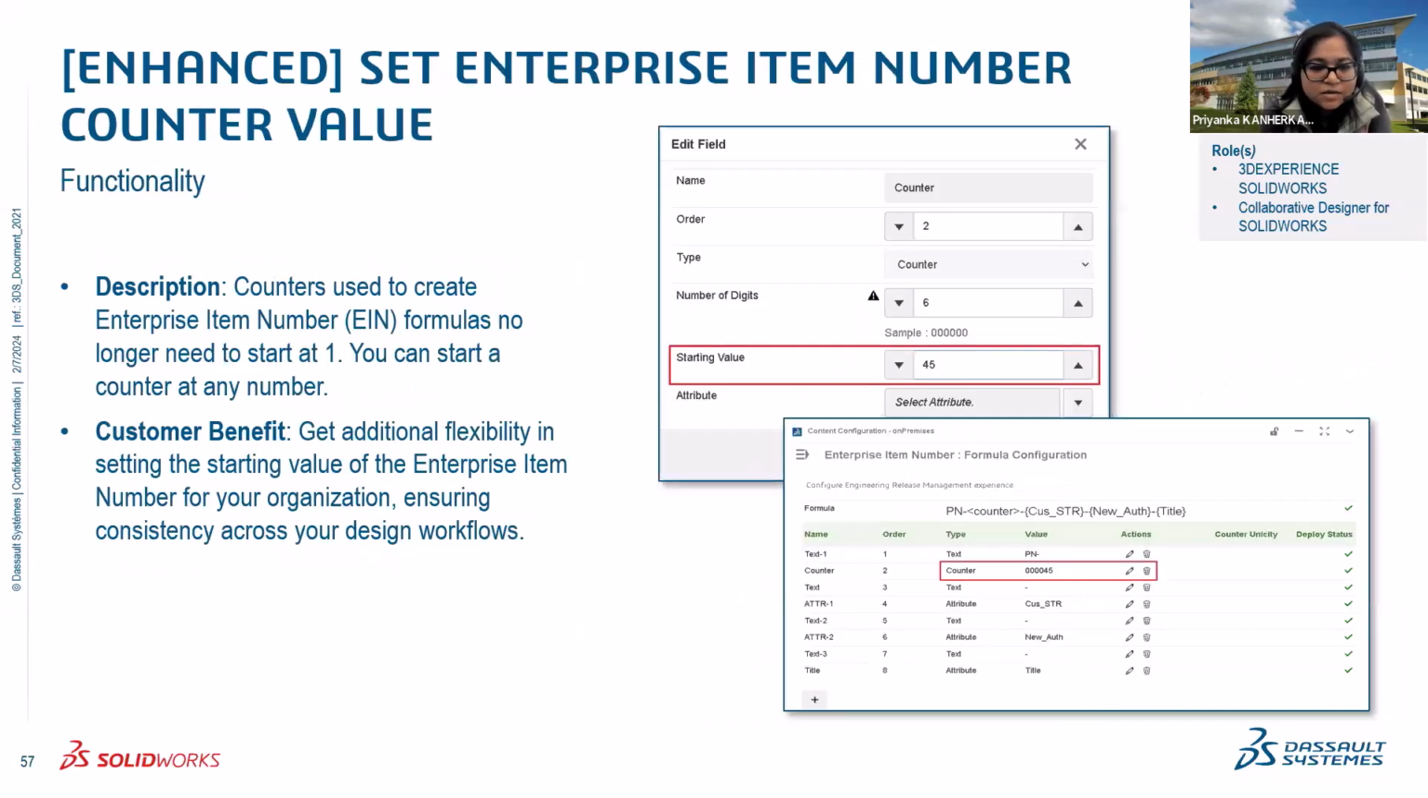This one is setting up the enterprise item number. This can be achieved by setting up a formula on the platform side under Collaborative Space Configuration Center. This will help you streamline the migration and capture the engineer's intent by allowing you to set the starting value of the counters in the engineering item number. This reduces the risk of ending up with duplicate numbers that collide with your legacy data.